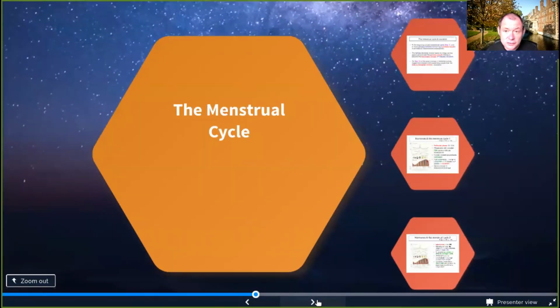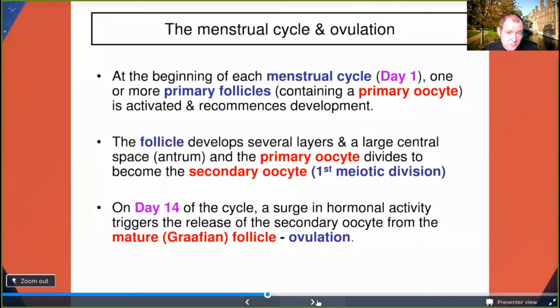The menstrual cycle and ovulation. At the beginning of each menstrual cycle, day 1, one or more primary follicles containing a primary oocyte is activated and recommences development. The follicle develops several layers and a large central space known as an antrum, and the primary oocyte divides to become the secondary oocyte. This is the first meiotic division.